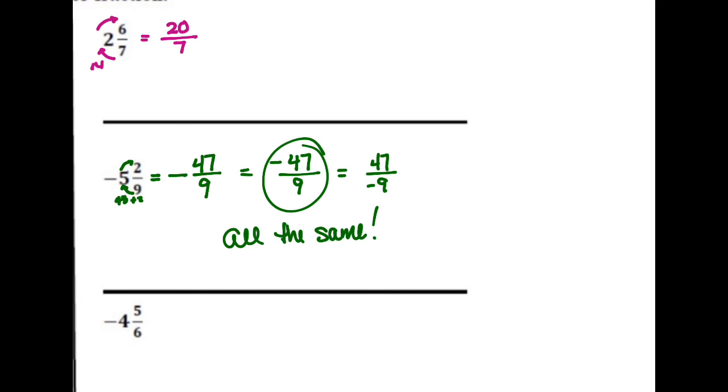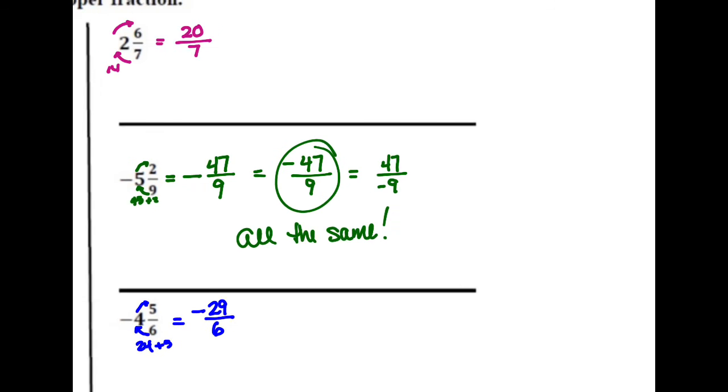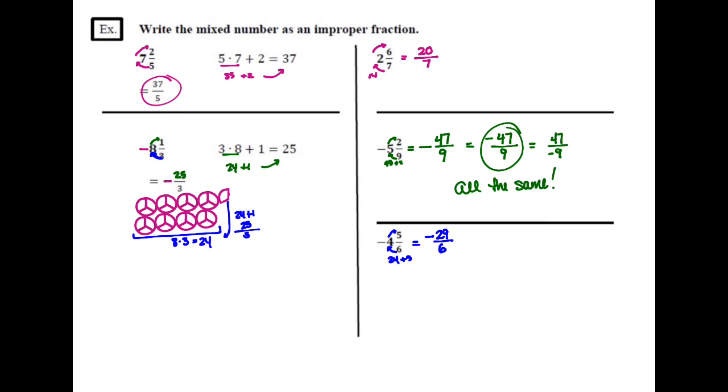Okay, and the last one, again, we're going to ignore the negative. So we're going to go 4 times 6, or 6 times 4 is 24. And then you add the 5 from the top. So we get 29. And it's still sixths, but now it's negative. Okay, and you're done. So let's get all of that in there. There we go.